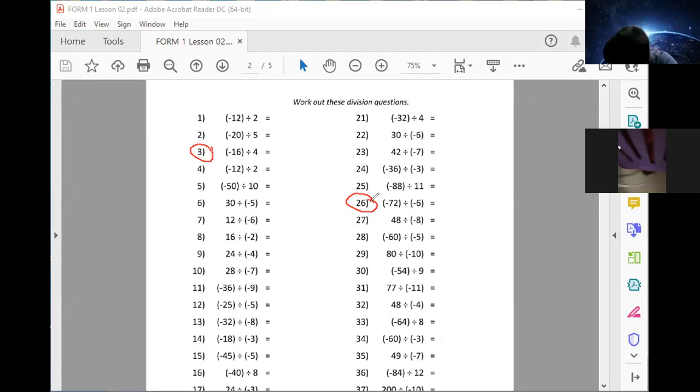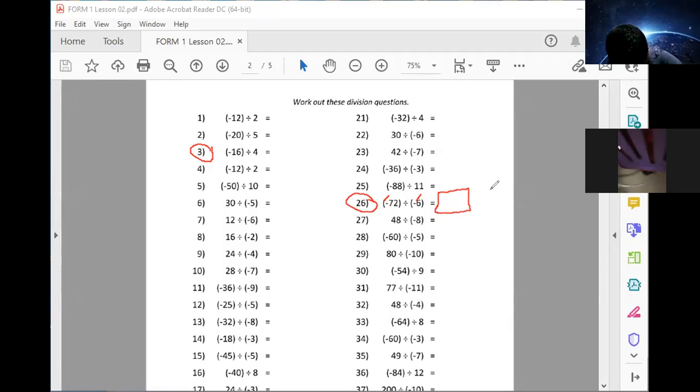-72 divided by -6. What's the answer? I'm doing this now, question 26. Very good, Tristan. Sida, check it again. Rishabh, correct. Krish, remember negative and negative? Yes. Okay, remember that this is an important rule. Yes, Siddharth, now correct. Danya, correct.